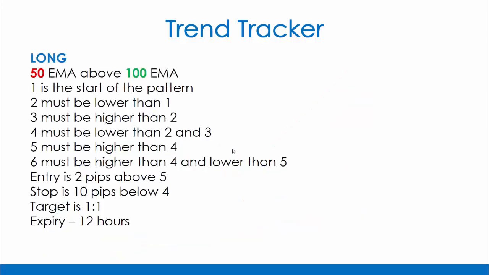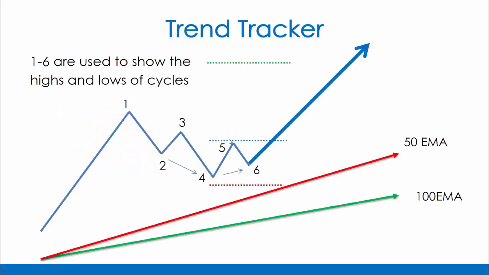So you can see 50 needs to be above 100, 1 to start the pattern, and everything that I just said on the previous slide is mentioned there for you. Now the entry is 2 pips above step 5, so if we go and look at where 5 is, the entry is 2 pips above here, and the stop loss is actually 10 pips tucked away underneath 4.